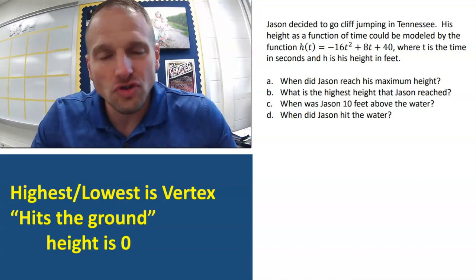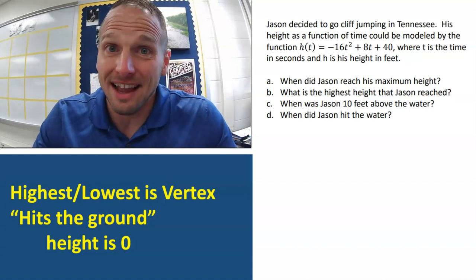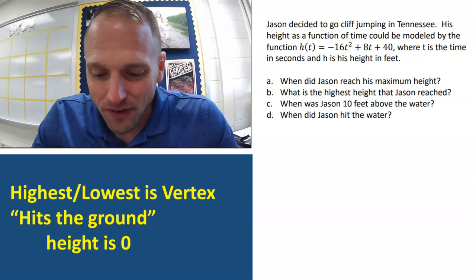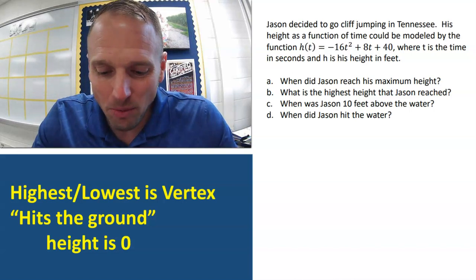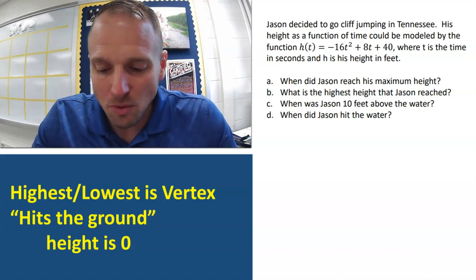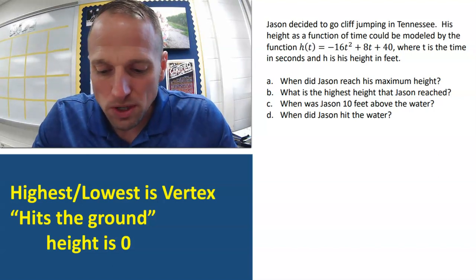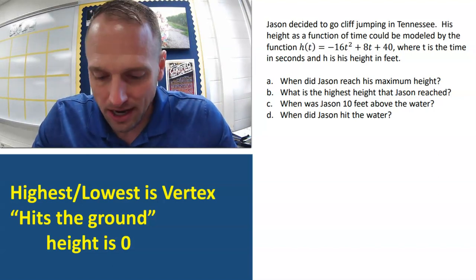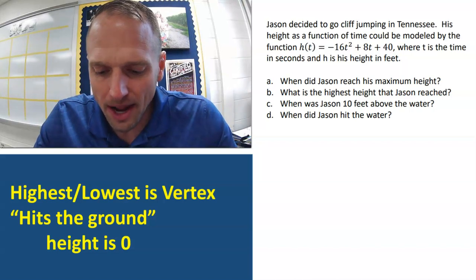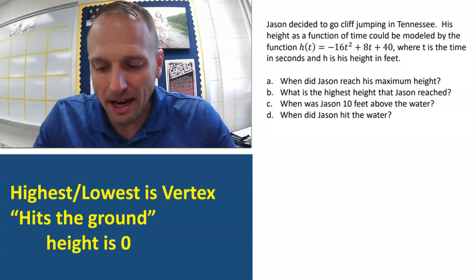Jason decided to go cliff jumping in Tennessee. I've done that. It's awesome. His height as a function of time could be modeled by the function h of t equals negative 16t squared plus 8t plus 40, where t is the time in seconds and h is his height in feet. Letter A, when did Jason reach his maximum height?